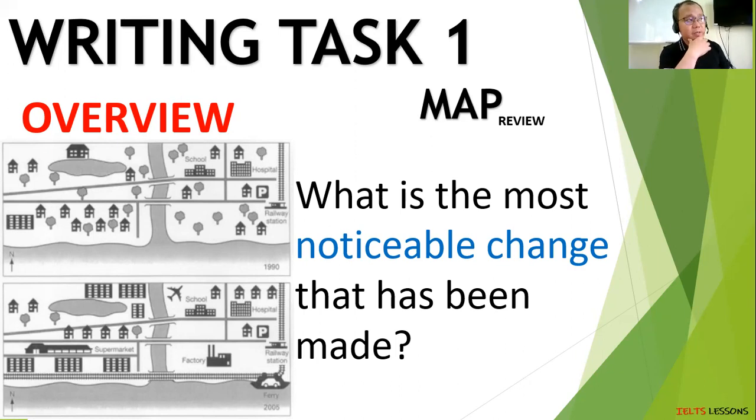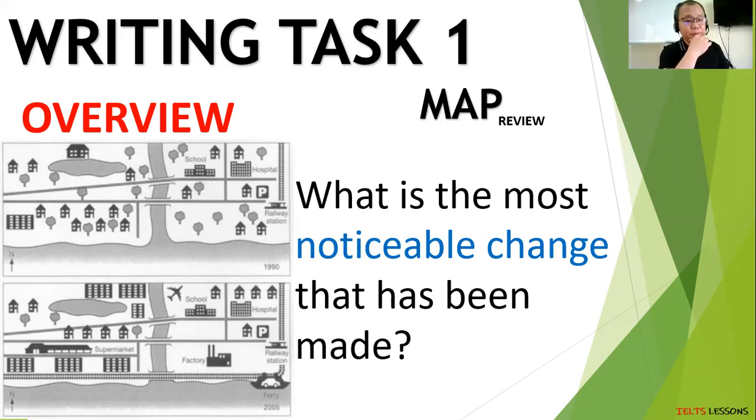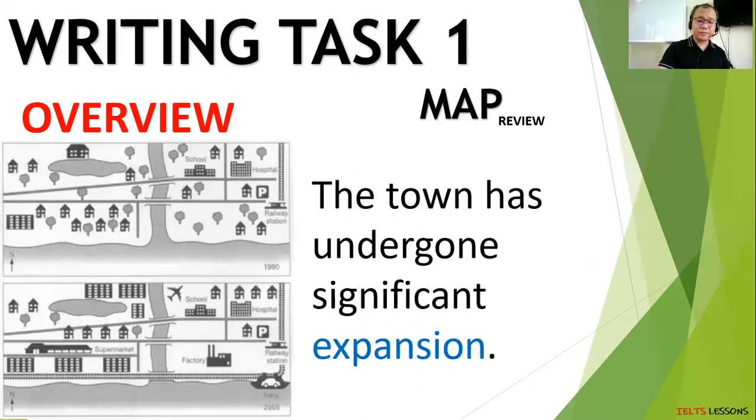All right. How about Xiang? What is the most noticeable change that you have noticed in this map? I think that there's a new railway and more buildings, more apartment buildings. More flats. Okay, so that's what you notice. And the answer here is that the town has undergone significant expansion. It becomes bigger.